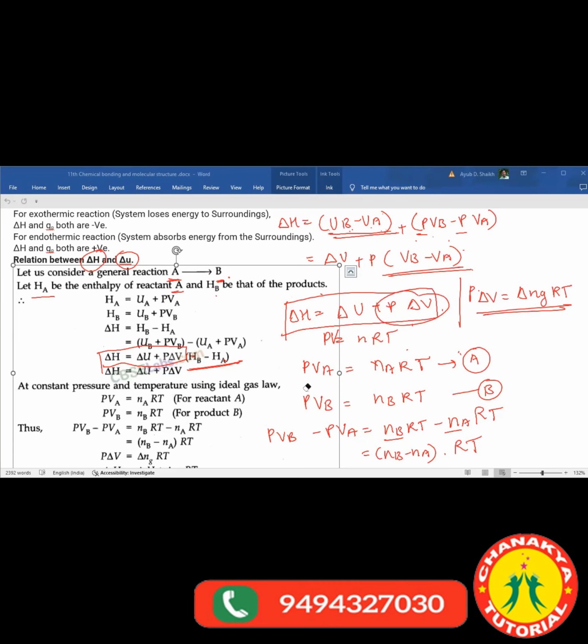Shall I erase this? This one, PVA, nRT and all. Have you written? Yes, ma'am. You can erase it. Okay.